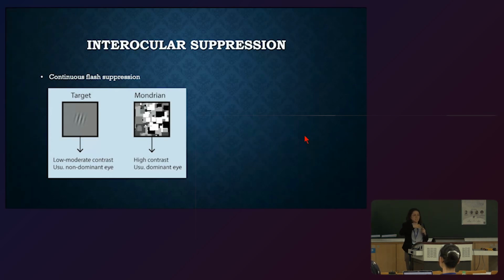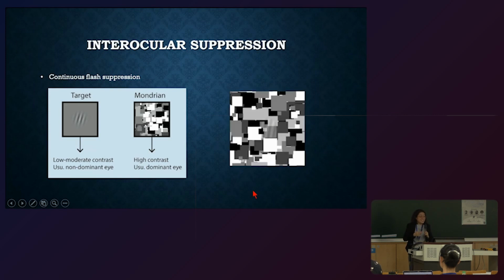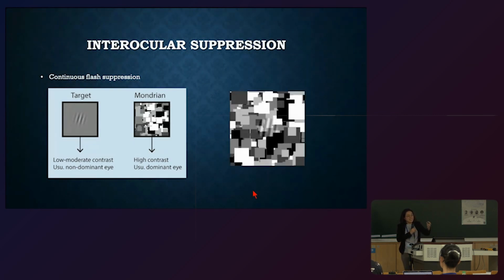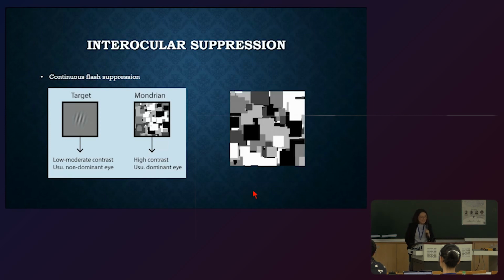I think Sean presented his study using the Mondrian. The basic idea is you have a target in one eye, be it a word or a grating or a face or image, and then you have a high contrast Mondrian in the other eye. How it feels in CFS, this is simulated by the way, is that you have this very high contrast pattern, and then at some point, you will see your target. Because of this long period of suppression from awareness, people use it to examine things like unconscious visual processes.